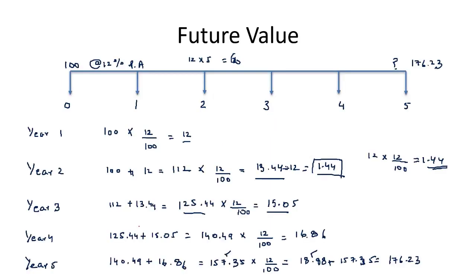So if we look at our calculation here, you see that year 1 our interest is 12. Year 2 this interest is 13.44. Year 3 15.06. Year 4 16.86, and year 5 it's 18.88. We can see that our interest is not just 12, that is also rising. And what is causing this rise?